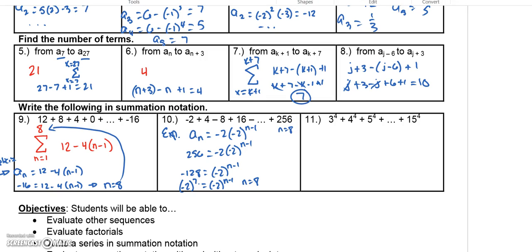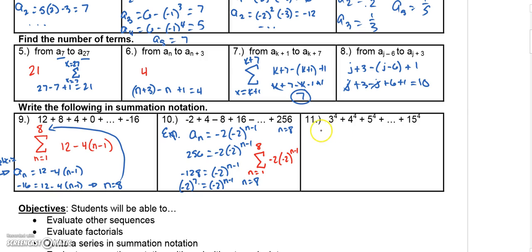So sigma notation is going to be: start when n equals 1, I stop when it equals 8. And then the explicit formula, -2 times -2 to the n minus 1.